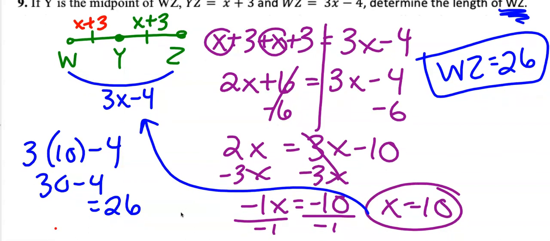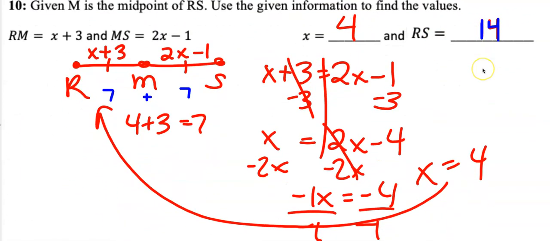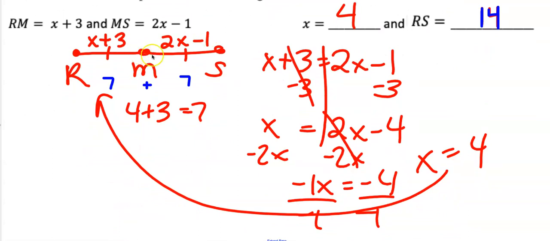Otherwise, number 10, la respuesta es 4 and 14. So M is en el medio. You have x plus 3, part, y part. So the part son igual. So yo no sé the total. I don't know the total. So part equals part. Resolver x is 4.